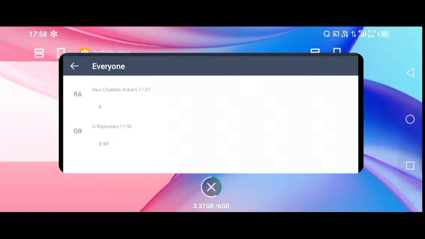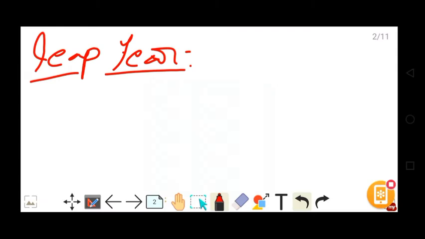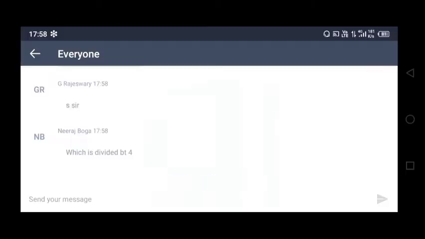What is the leap year? How to find whether a year is a leap year or not? Which is divisible by 4.